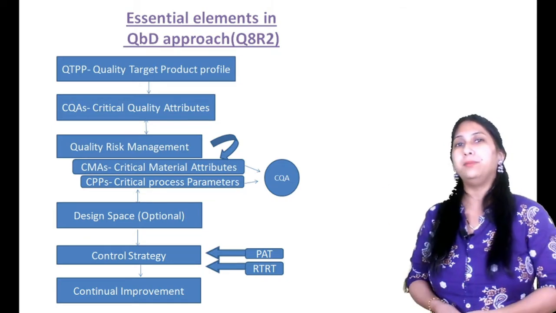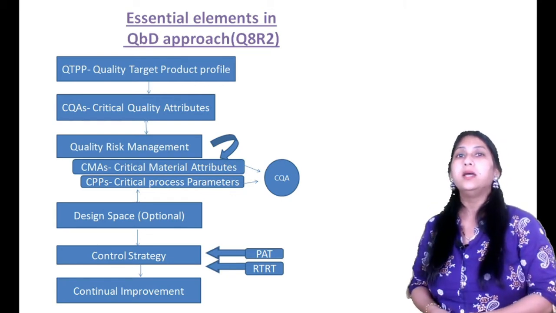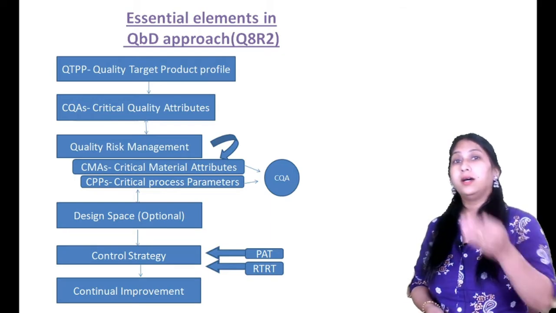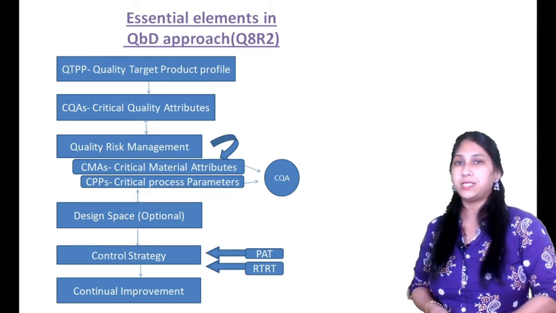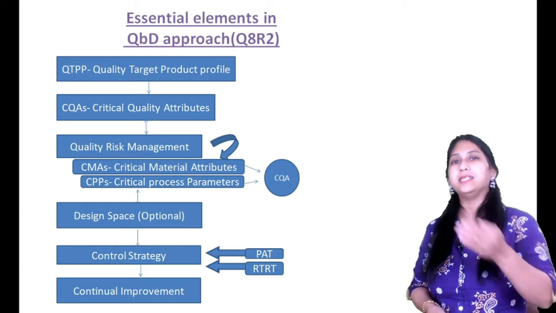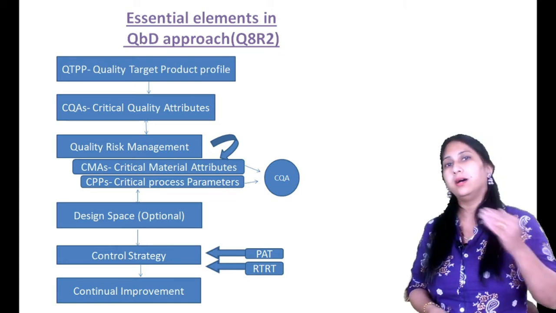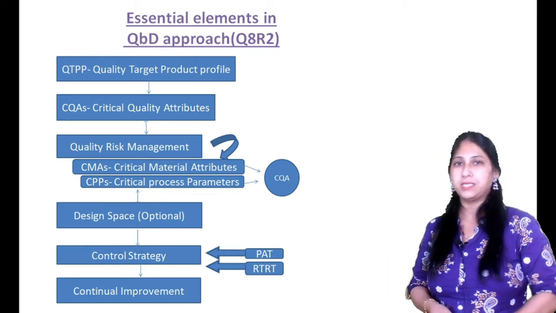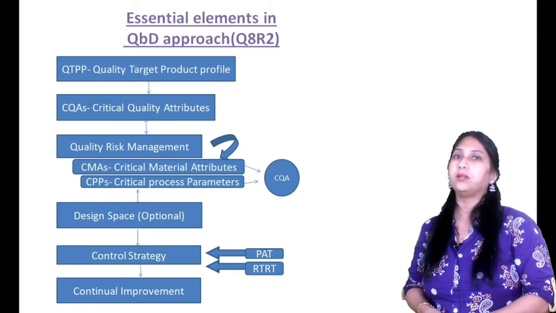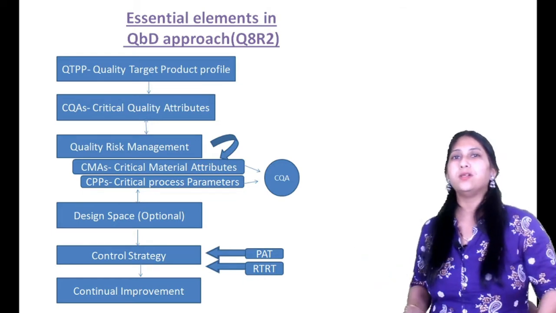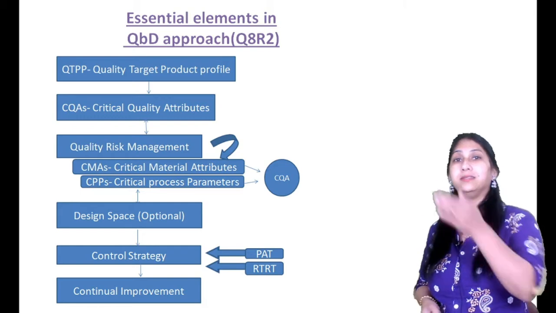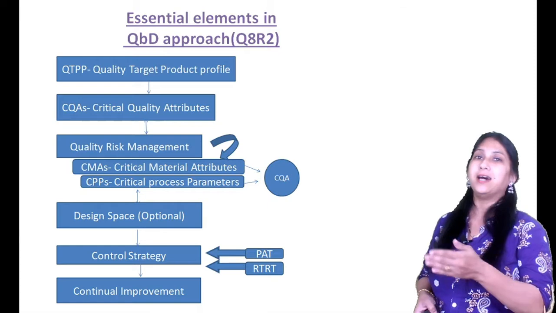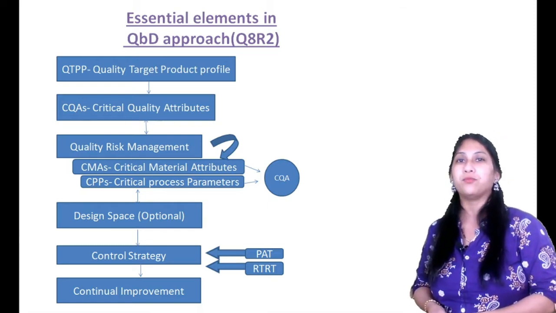Then another element, which is optional, is called design space. Though it is optional, the development of design space during product development is definitely useful regarding post-approval changes within that developed design space. Another element is called control strategy. Now this involves two other important elements. These are PAT, process analytical technologies, and RTRT, real-time release testing.